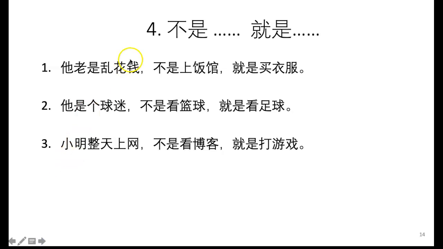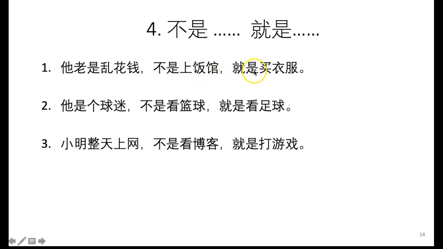好，那么接下来不是就是 This expression is used for something quite predictable because we know the person we are describing quite well. 比如说第一个他老是乱花钱 So we know this person got this shortcoming, waste money. What does this person do with all this money? 不是上饭馆就是买衣服 So the way he spends his money is very predictable.